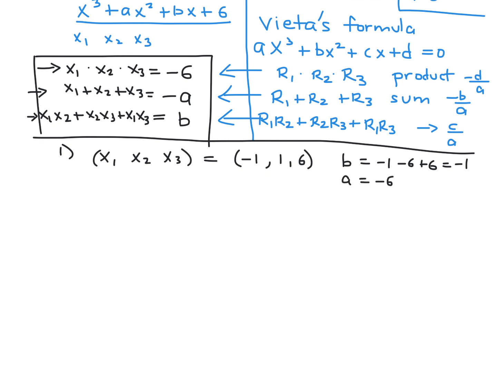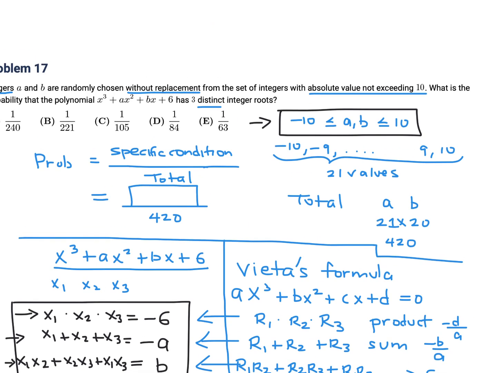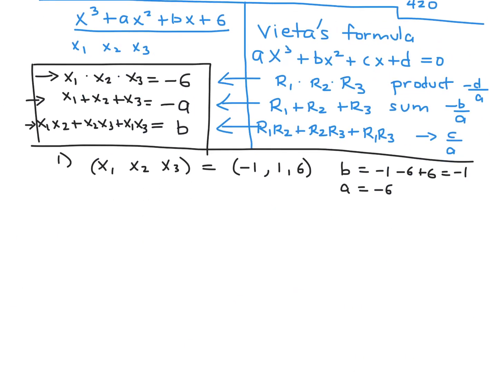So is this valid, meaning does it fulfill our criteria? And the answer is yes. So this is a check mark. And that ordered pair is minus 6, minus 1. Okay, let's keep going. Another one is 1, 2, and minus 3. Again, using that first formula, when you calculate a and b, you get a equal to 0 and b equal to minus 7. And that also is valid. It meets our criteria.